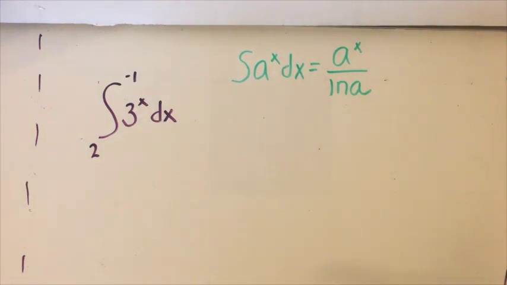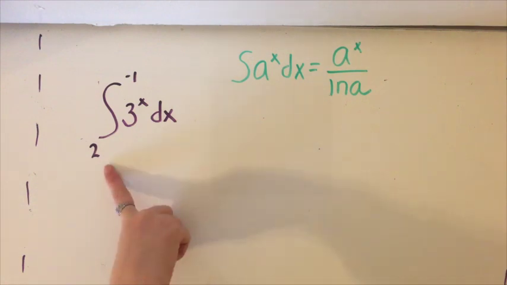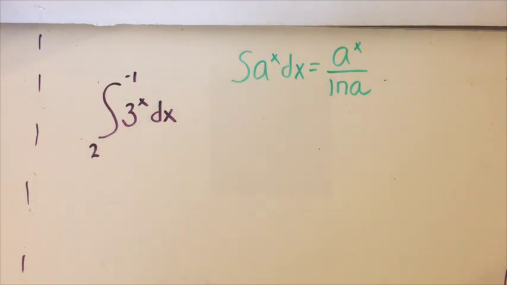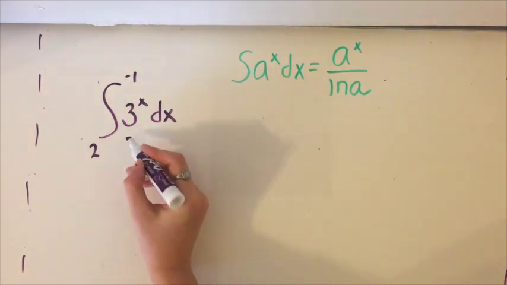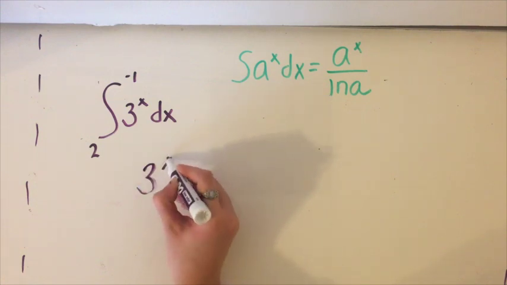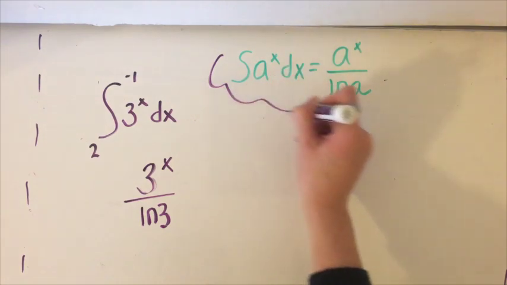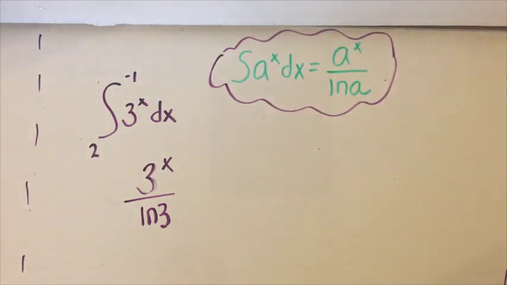Okay, so this is practice problem 1. I'm finding the definite integral of 3 to the x from 2 to negative 1. So let's go ahead and solve this. So the first thing that I'm going to do is find the antiderivative. So the antiderivative of 3 to the x is 3 to the x over ln of 3. This is a rule that you're going to have to memorize. I bubbled it in for you.